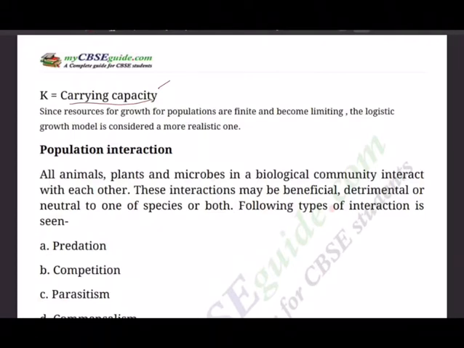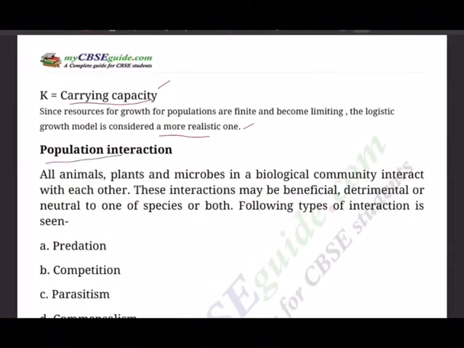Since resources for growth of populations are not infinite and become limiting after some time, the logistic growth model is considered the more realistic one. Of course, this is more realistic because the availability of food and resources, even space, cannot be taken for granted forever, because there are restrictions. Hence, the logistic growth model has to be a realistic one.